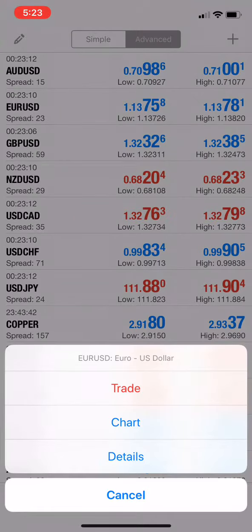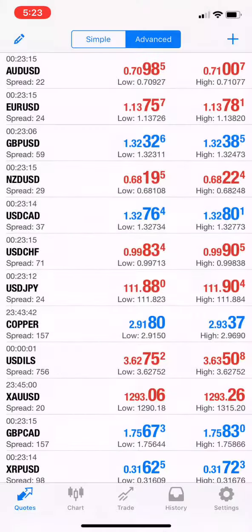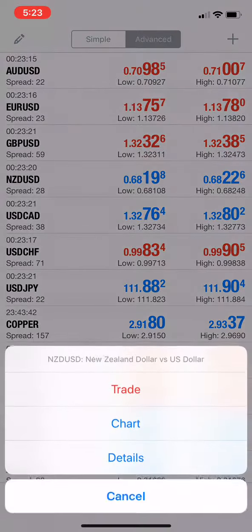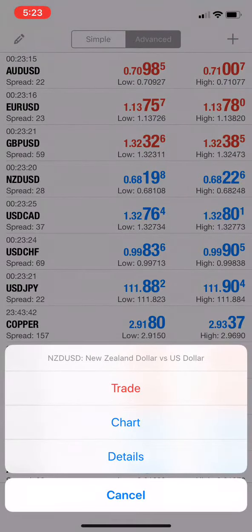the other. So in this case, there will be the euro to the US dollar, the Australian dollar to the US dollar. The third one would be the Great British pound to the US dollar. The fourth one would be the New Zealand dollar to the US dollar.